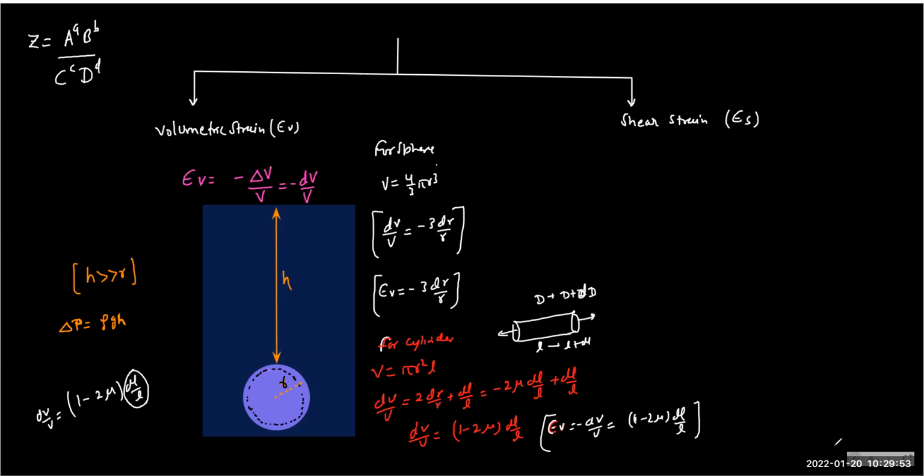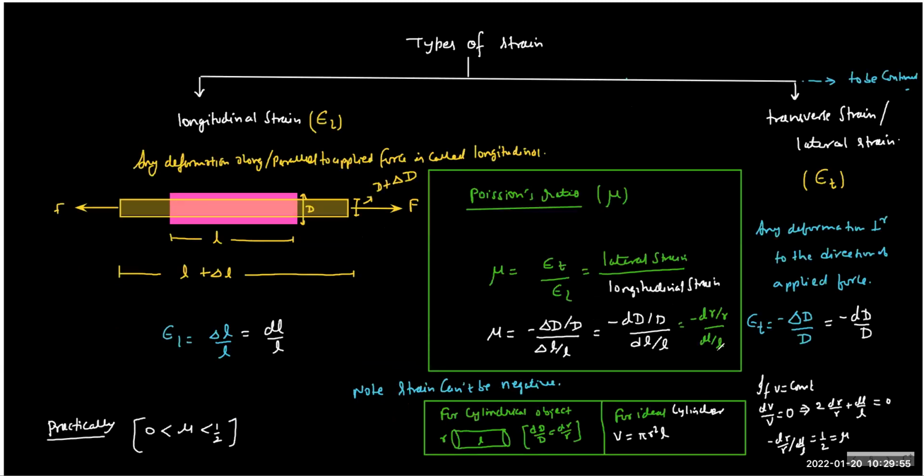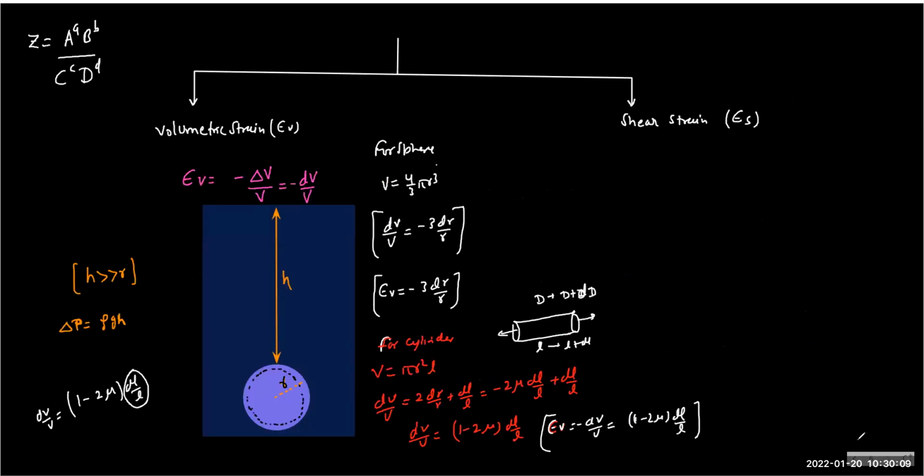Because the definition of the Poisson's ratio is what? Mu equals minus dr by R divided by dl by L, this ratio. So from here, what can we write? The dr by R we can write as minus mu dl by L, correct? Yes, sir. So if you substitute, we'll get this much, minus.